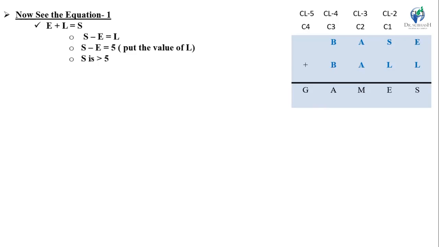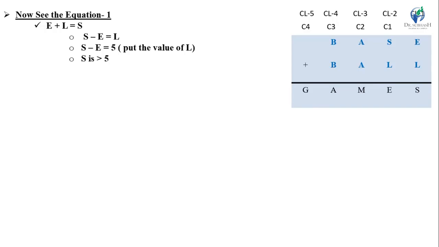Now put the value of L. So S minus E is equal to 5. So now we predict S is greater than 5, because if E is greater than S, then our equation goes wrong and it is not possible. So S is greater than 5.